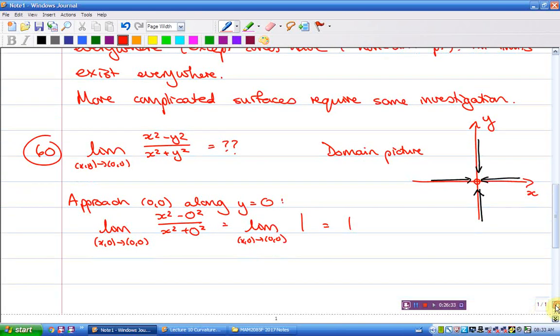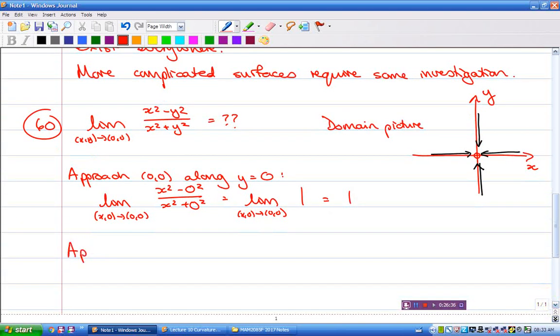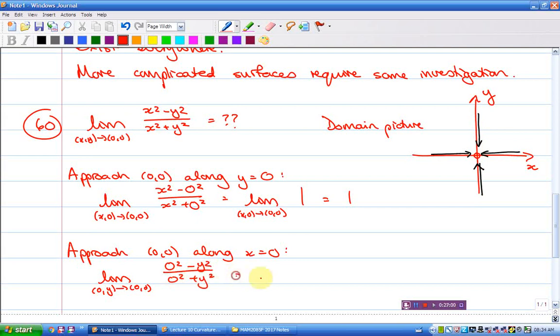Okay, let's do those vertical black arrows. Approach 0, 0 along x equals 0. Now we have the limit as 0, y tends to 0, 0 of, no, sorry, not x. We're replacing x with 0. 0 squared minus y squared over 0 squared plus y squared. So you can see what's going to happen here. We have minus y squared over plus y squared, that's minus 1. And the limit of minus 1 is minus 1.